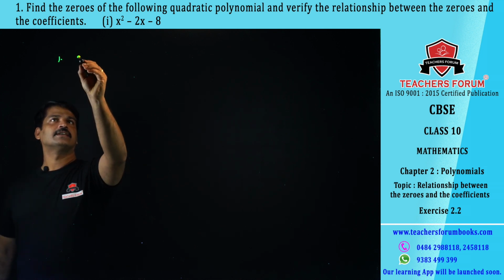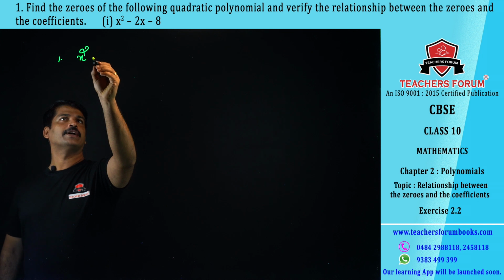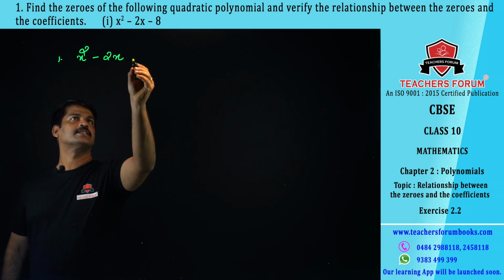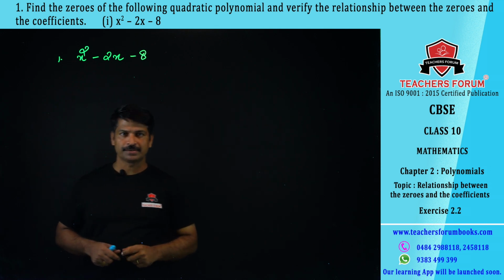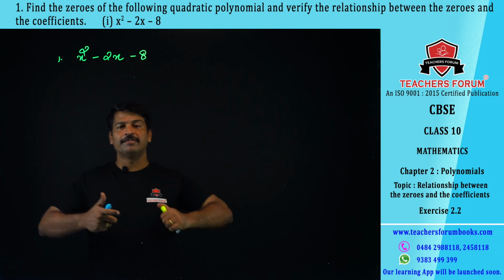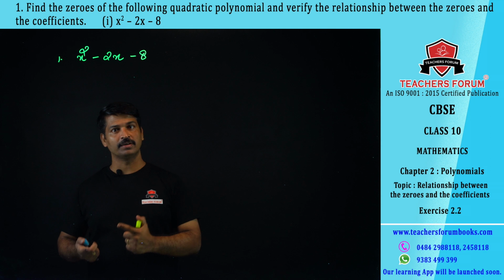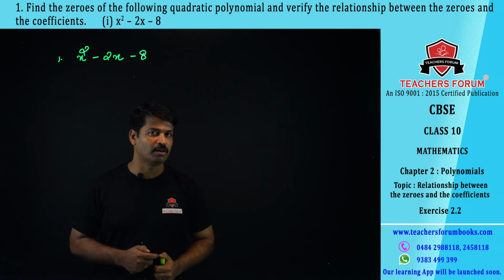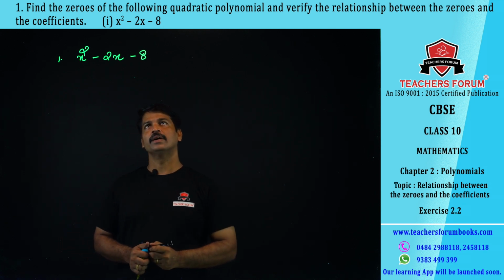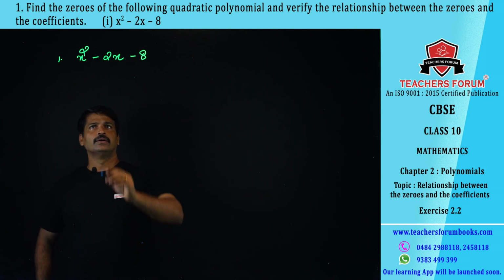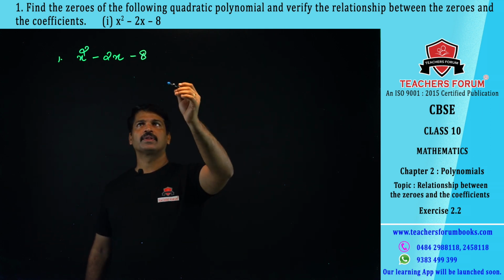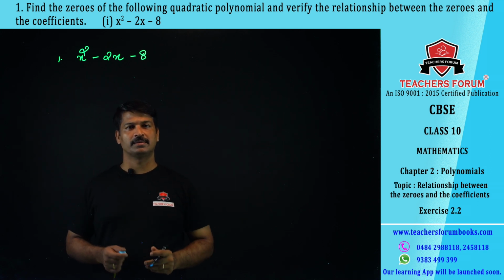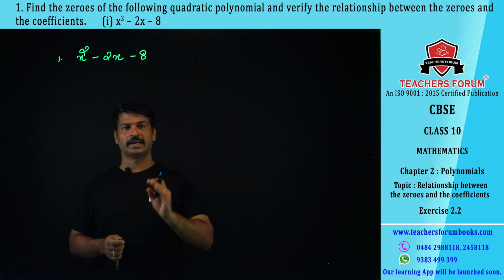First one, the given polynomial is x square minus 2x minus 8. You have to find the zeros. Then you have to verify the relationship between the zeros and the coefficient of the polynomial. Okay. Now, x square minus 2x minus 8 is the given polynomial. Now let us find the zeros by splitting the middle term method.